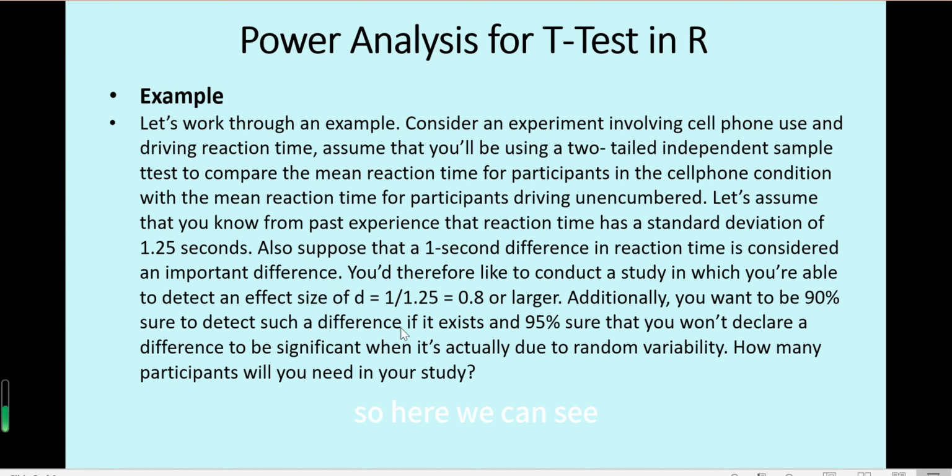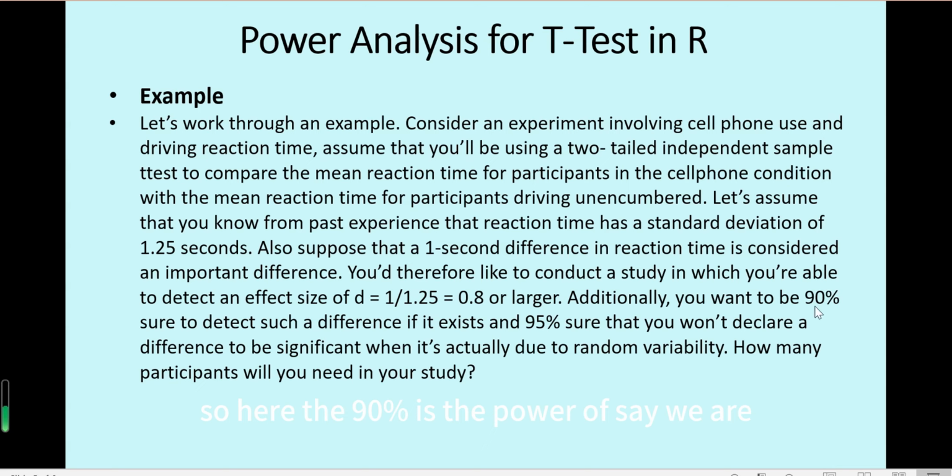So here for the independent t-test comparing means, if we want to test a difference of means as large as, for example, 1, and we know the pooled standard deviation from experience, we just divide this difference of the means by this standard deviation. This is the effect size in the t-test. Additionally, you want to be 90% sure to detect such a difference if it exists, and 95% sure that you won't declare a difference to be significant when it's actually due to random variability. How many participants will you need in your study?